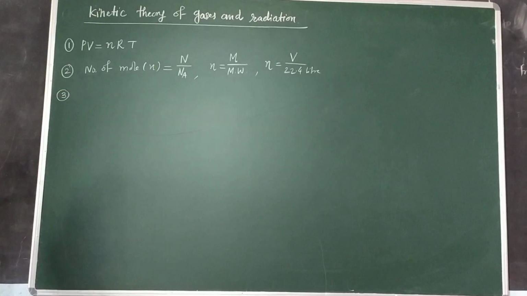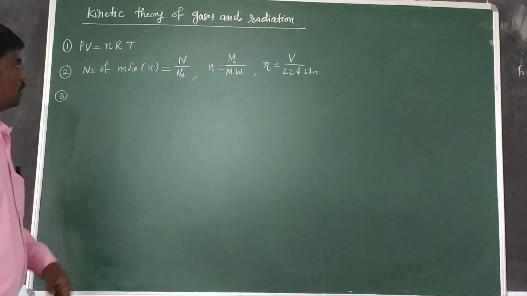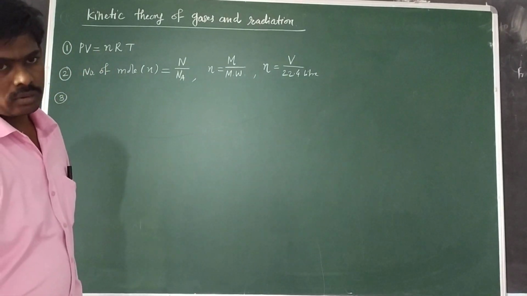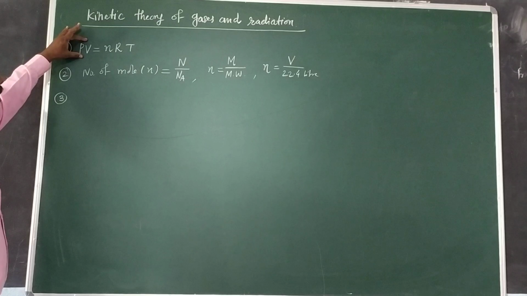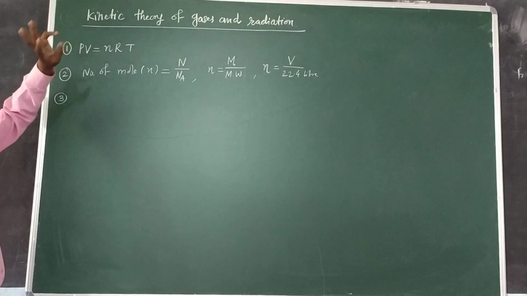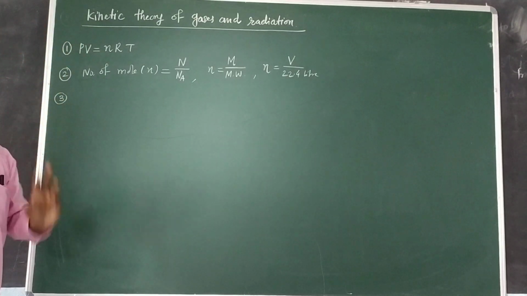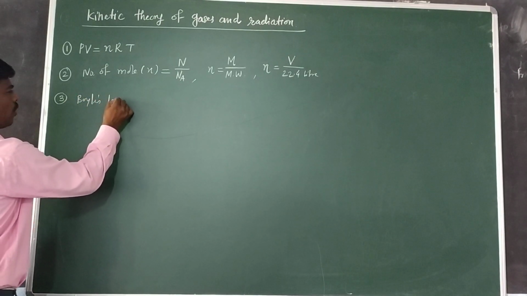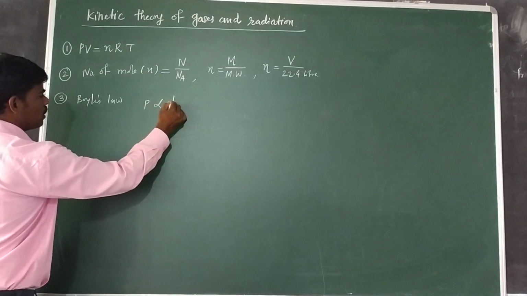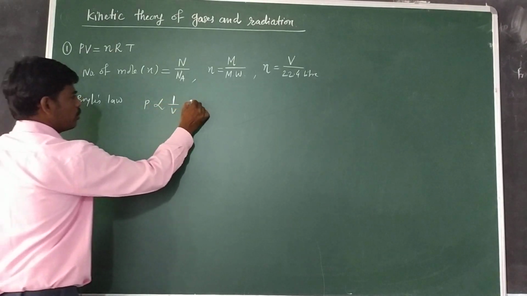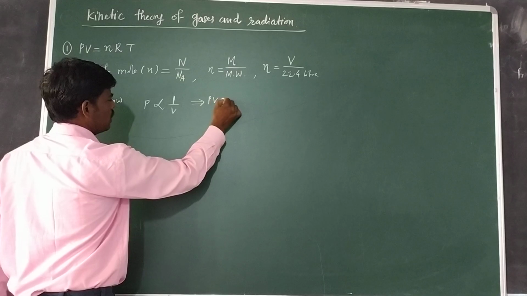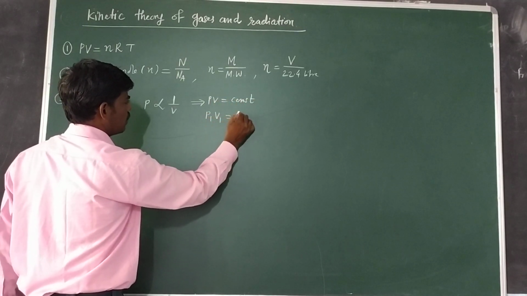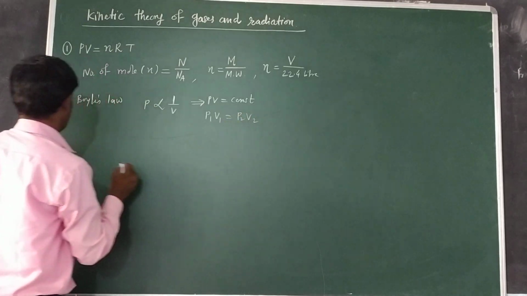Then third, we can represent from this ideal gas equation three different laws. First one is Boyle's law. According to Boyle's law, at constant temperature, pressure is inversely proportional to volume. That is, PV is equal to constant. We can also write P1 V1 is equal to P2 V2.